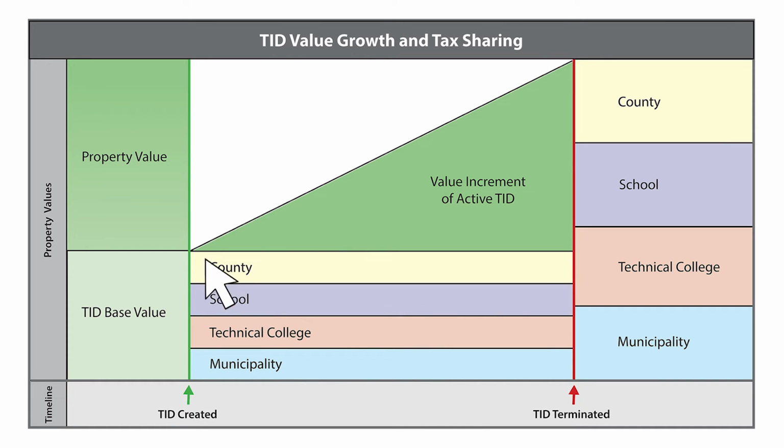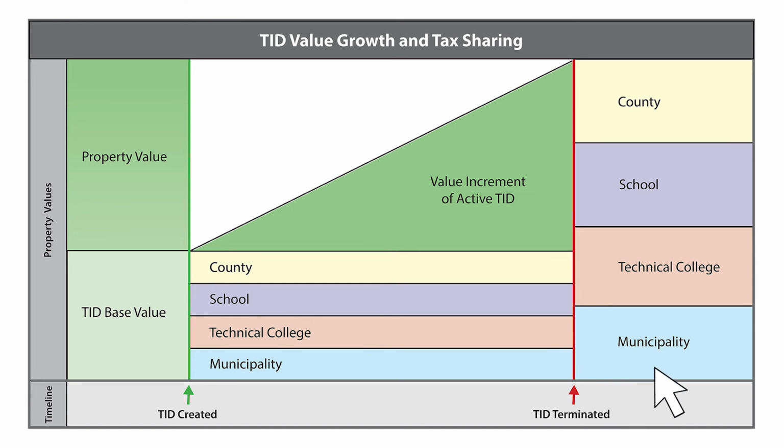Any new construction or investment in the TID increases the value. The property value growth is the value increment. The municipality collects the taxes on the growth in the property value as tax increment revenue and can only use the tax increment revenue to pay for approved projects in the TID. When the municipality terminates the TID, the taxing jurisdictions collect taxes on the entire value of the TID property.